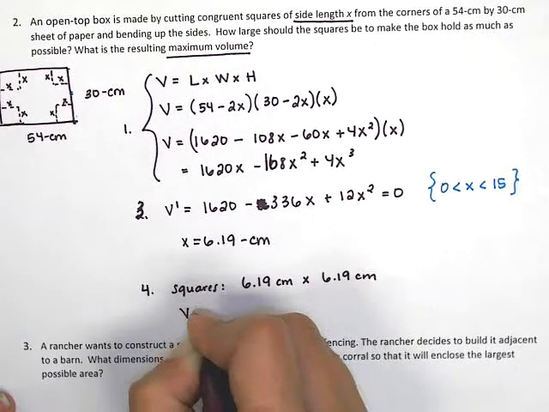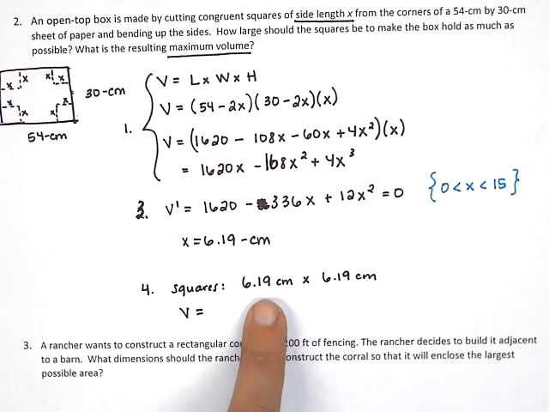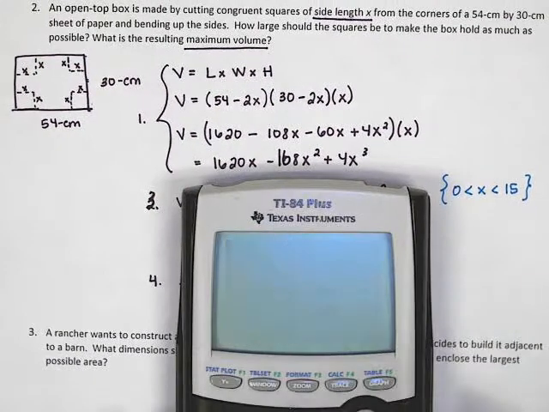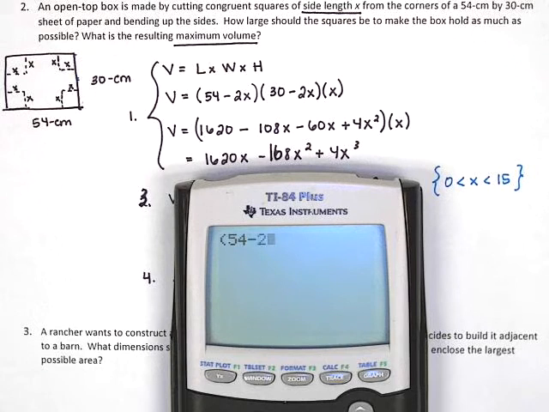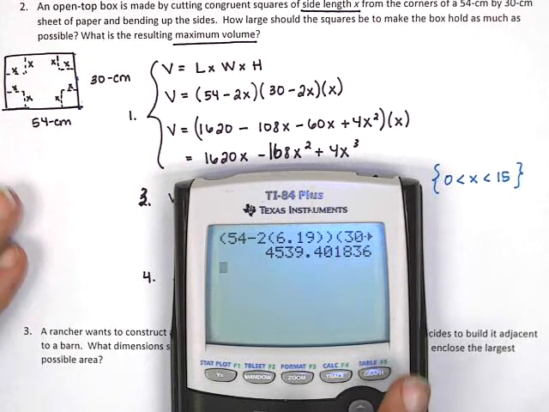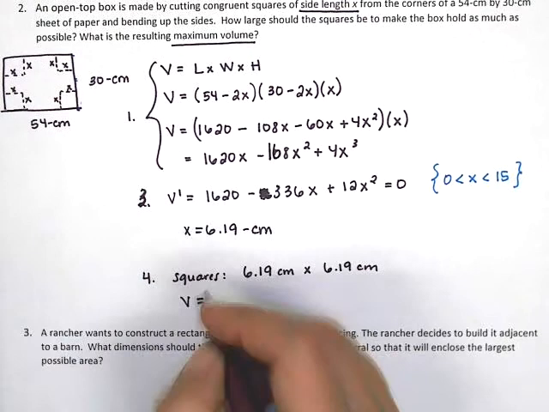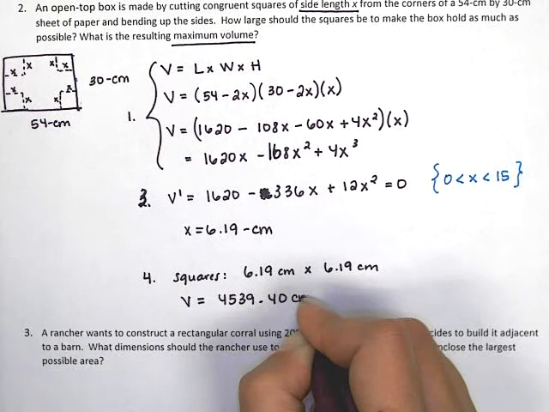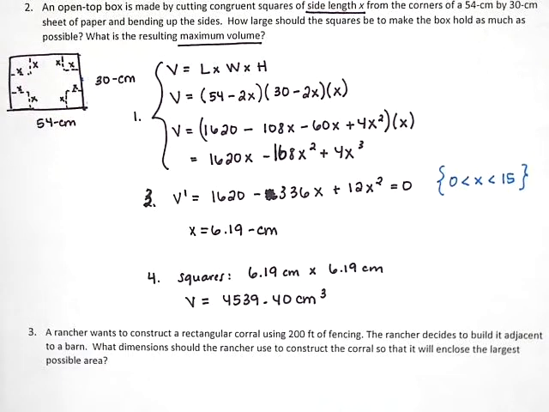The resulting volume is going to require us to take 6.19 and plug it into our volume formula to actually figure out how big that is. So I'm going to go to my home screen and I'm going to do 54 minus 2 times 6.19. And then I'm going to do 30 minus 2 times 6.19. And then I'm going to multiply by 6.19 because that's x. And I'm going to get 4,539.40 centimeters cubed. And now I've answered all parts of my question.